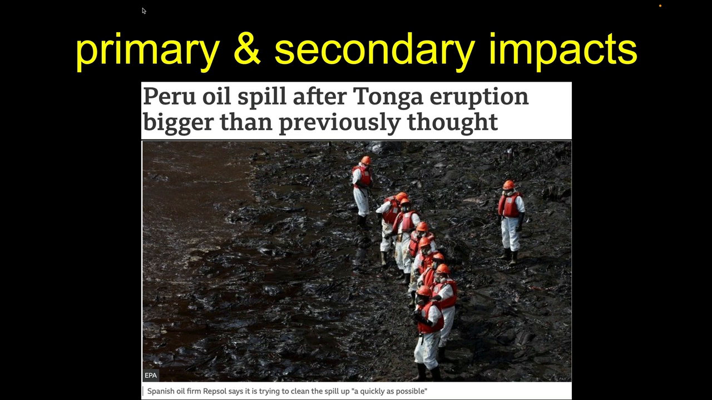So oftentimes when we talk about an event in our class, we're going to initially focus on the primary impact, so the shaking of the ground during the earthquake or something like that. But we need to realize that there are always other things that come along, which might in and of themselves be categorized as their own disaster, their own event.